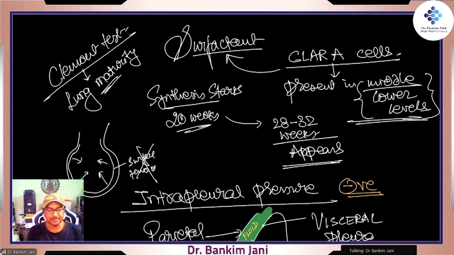Its synthesis starts at 20 weeks intrauterine, right, when the baby is 20 weeks. At 28 to 32 weeks, it starts appearing. Production starts from 20 weeks. That's why there is a test called the Clements test, or the lung maturity test. This is so important, because before that, even if the baby is premature, the baby won't be able to breathe. Baby won't be having any problem in the womb.